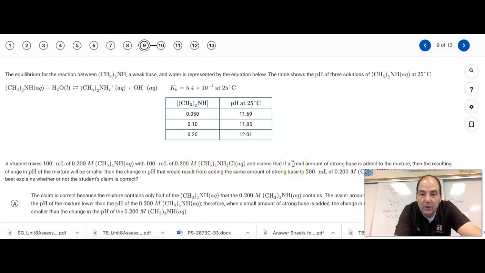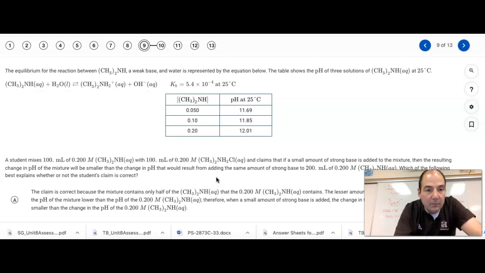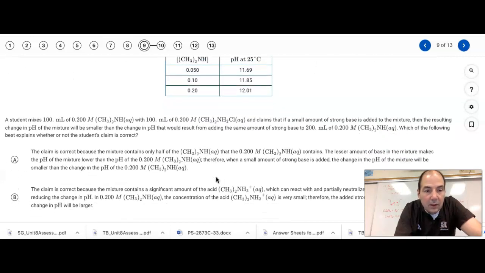and claims that if a small amount of strong base is added to the mixture, then the resulting change in pH of the mixture would be smaller than the change in pH that would result from adding the same amount of strong base to 200 mL of 0.2 molar methylamine. Which of the following best explains whether the student's claim is correct or not?